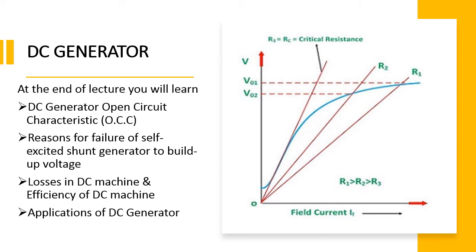Welcome to the video lecture. In this lecture, you will learn the following things. First one is DC generator open circuit characteristics, in short, OCC. Second one is reasons for failure of self-excited shunt generator to build up voltage. Third one is losses in DC machine and efficiency of DC machine. And the final one is applications of DC generator.